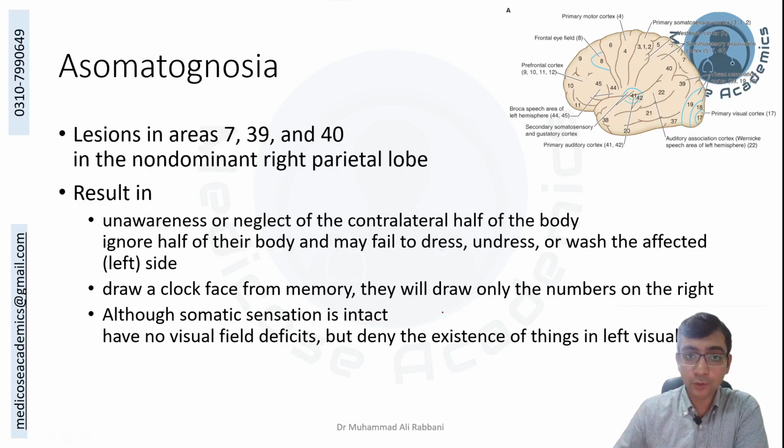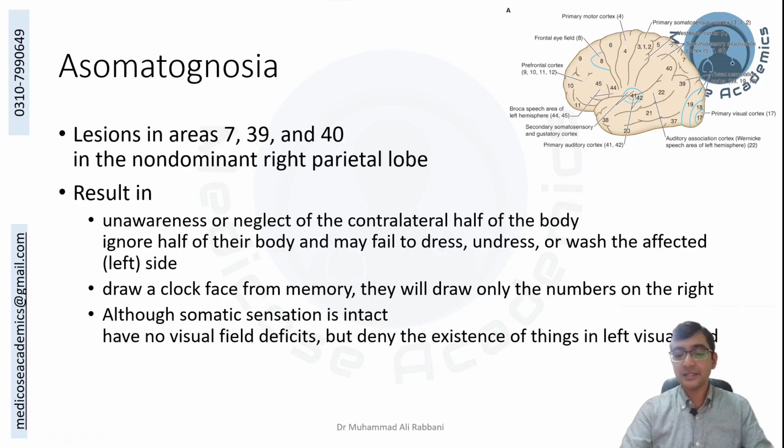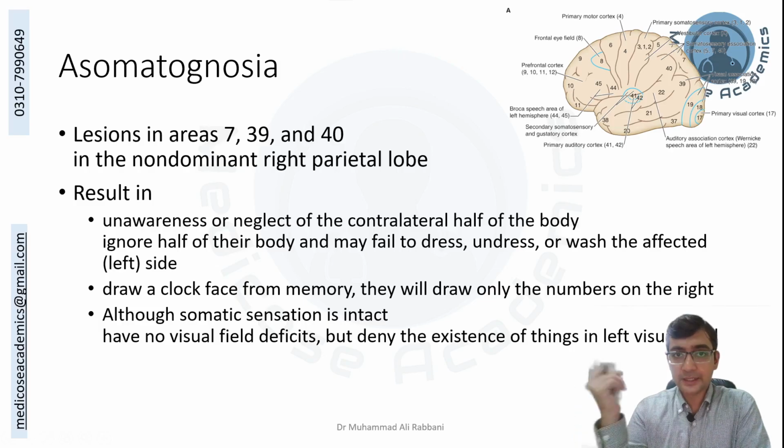Even if you ask a person to draw a clock, he will very cleanly focus on the right side and the left side will be neglected. If you try to make the clock, he will make it so that all the numbers end up on the right side, and he will totally forget that there is something on the left side too. There is no visual defect, but he is failing to accept the presence of those things on that aspect. So that is asomatognosia.